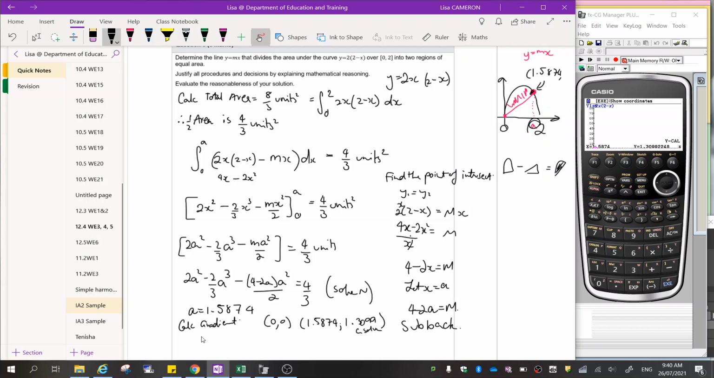Okay, so now I can substitute it in. So it'll be y2, 1.3099 minus 0 over 1.5874 minus 0. That will give me my gradient, which when I punch that in the calculator will give me 0.83. Therefore, my function is y equals 0.83x. Now we're going to verify.